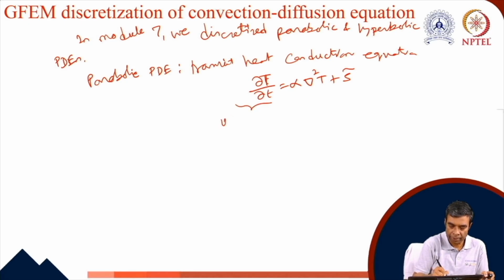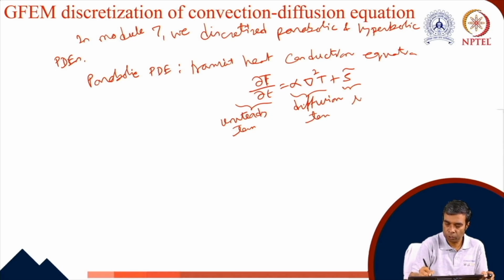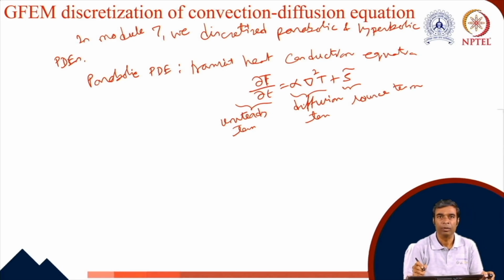Here, this was our unsteady term. This was the diffusion term. And this was the source term. For this case, there is no convection term and we did not get any convection matrix. We got only diffusion matrix, which we denoted as the stiffness matrix. So no convection matrix.